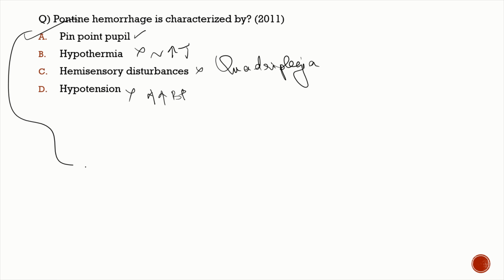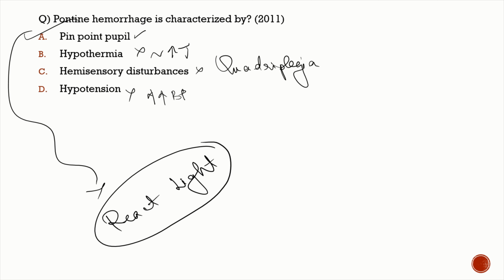But remember, here the pinpoint pupils react to light. That's very, very important. Maybe they can ask you a different MCQ where you have two options with pinpoint pupil, one reactive to light and one not reactive to light. That time you have to pick pinpoint pupil reacting to light, because the pupillary reflex is present in the midbrain. That is not affected over here. Here the lesion is in the pons, right? So whenever you have pinpoint pupils which react to light, you should think of pontine hemorrhage.